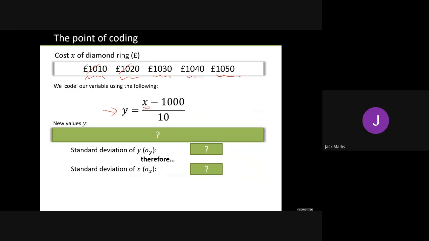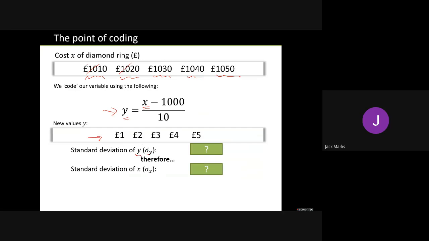So x is the input, the values we put in, y is the values that we get out. We would get these very neat, convenient values. And something interesting that we can do, and you must do this if the question asks you to do it this way, is we can perform some calculations on these new values. So these new values are y. And here we're being asked to find the standard deviation of y.